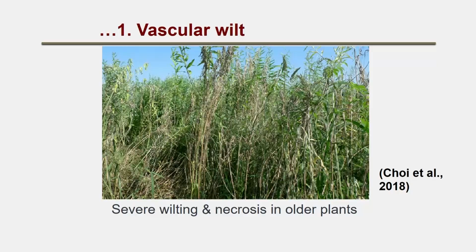So what happens? This fungus enters the xylem vessels of the plant and it stops the circulation of water and nutrients. So you can see more symptoms. It is drying of the crop, severe wilting and necrosis in older plants. So you can see the productivity of such crop will be very low. The quality and quantity of fiber will be adversely affected by vascular wilt.